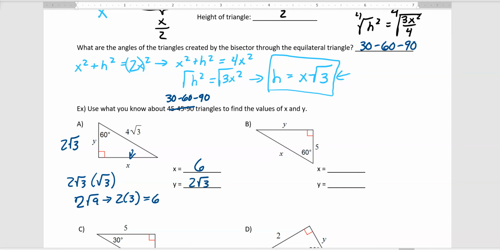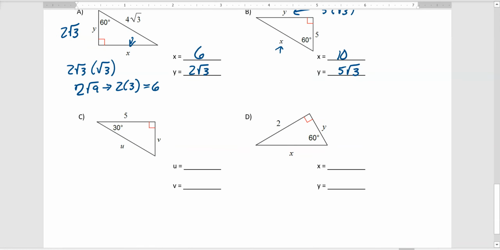What if they give us the short side? So in this one, they gave us the short side. We know that the long side, x, our hypotenuse, is twice that length. So that means x must be 10. To find our middle side, y here, we would multiply the short side times the square root of 3. So y would be 5 root 3. Very good. All right, let's look at letter C now.